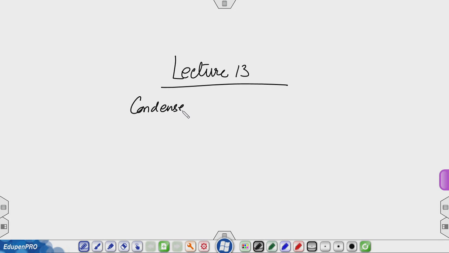This is lecture 13 of Condensed Matter Physics 1. In today's lecture, we are going to solve some problems based on the lectures that we had this week.